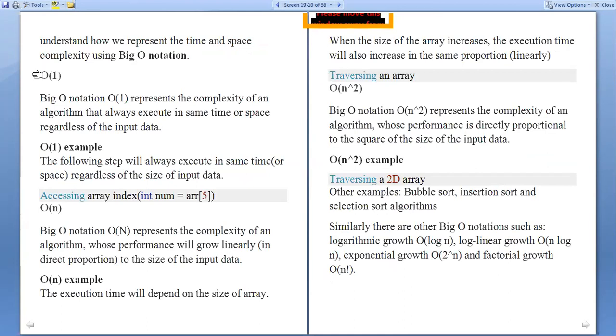Suppose O of 1. O of 1 means big O notation. O of 1 represents the complexity of an algorithm that always executes in the same time or space regardless of the input data. So it takes constant time. Any algorithm which takes some constant time, that is O of 1, O of 2 like this, is considered constant.